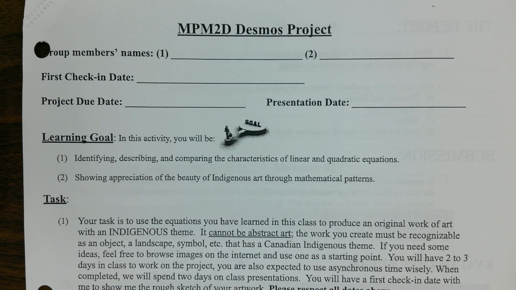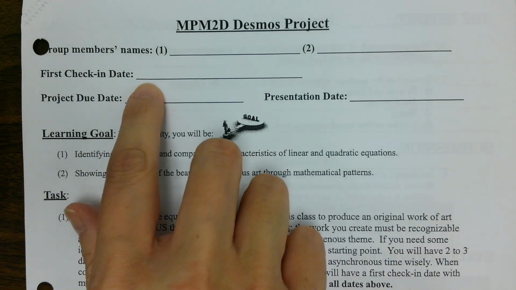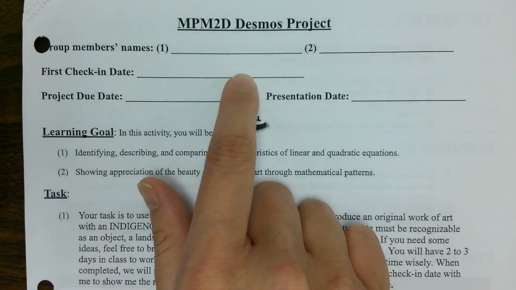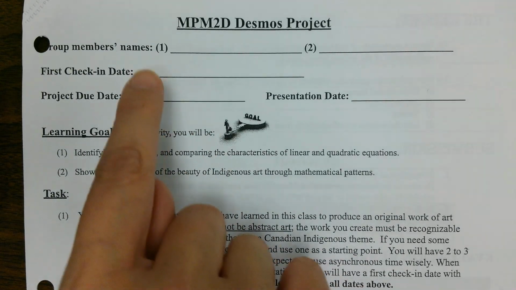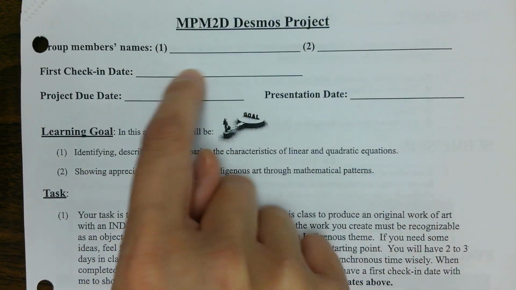But if you really don't want to do it in partners, you would rather do it by yourself, please speak with me today or tomorrow, and we can have a discussion about you working on your own. Okay. First check-in date would be this Friday. So if you can write down, this Friday is December 1st. So first check-in date, December 1st.